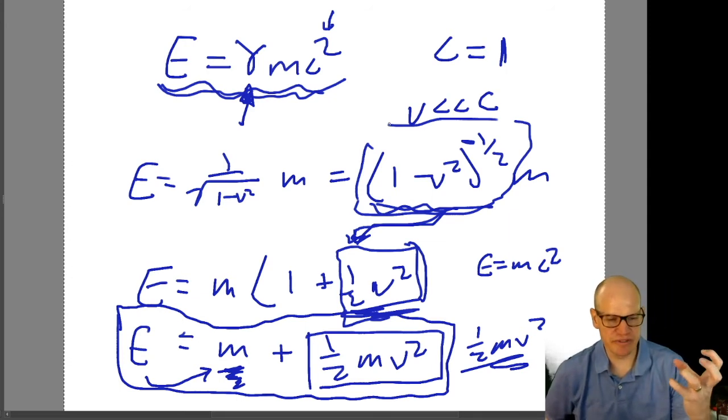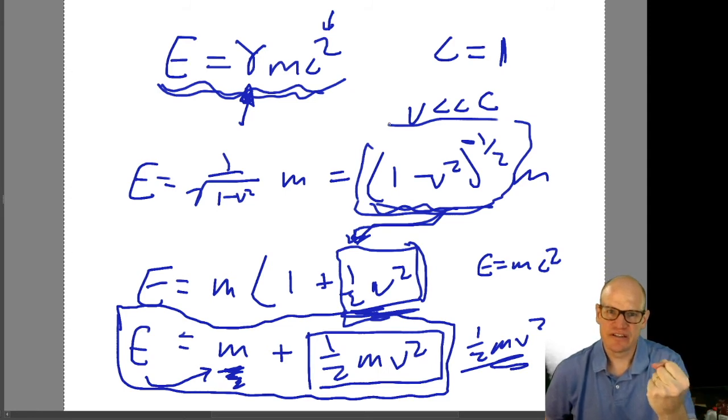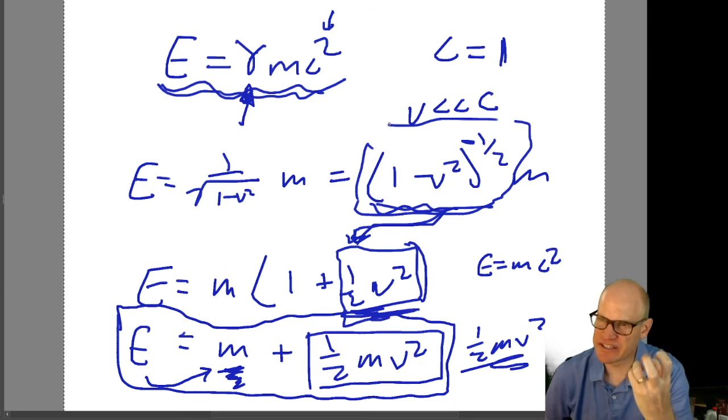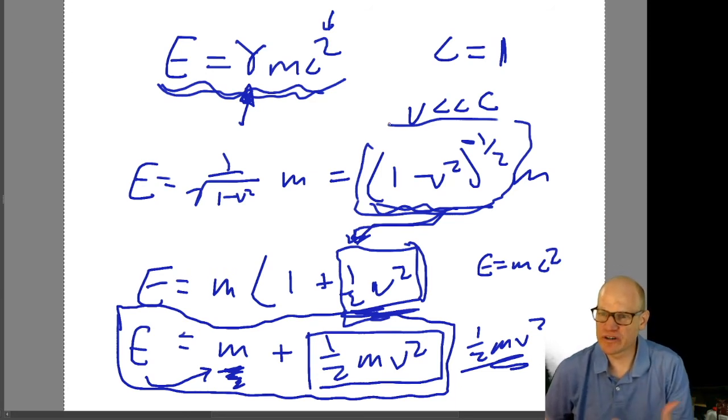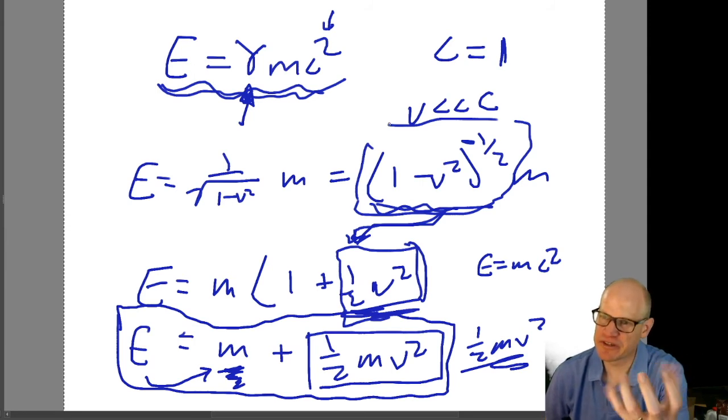So the question is, what is impulse? Never quite grasped the concept. Impulse is force times time, right? It's the change in momentum. A change in energy is work. A change in momentum is impulse.